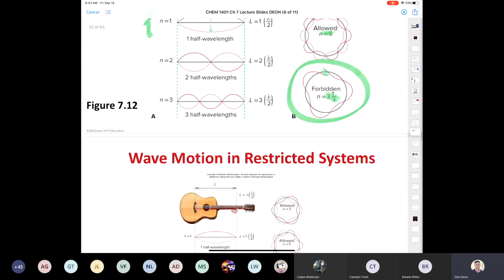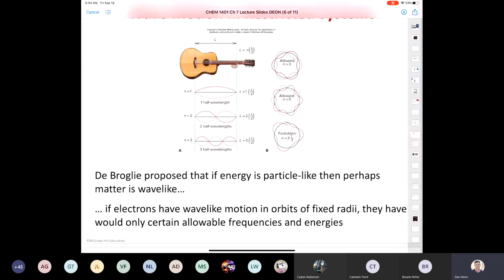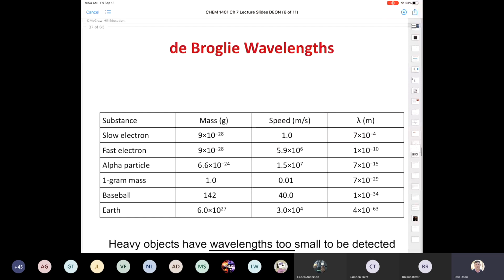So again, de Broglie proposed that if energy is particle-like, then perhaps matter is wave-like. And that's how we really start to explain why, if electrons have wave-like motion in orbits of fixed radii, they would only have those certain allowable energies and frequencies. Anyhow, I know I'm kind of rambling on about that, but I think it's really interesting, and I think that's really cool.